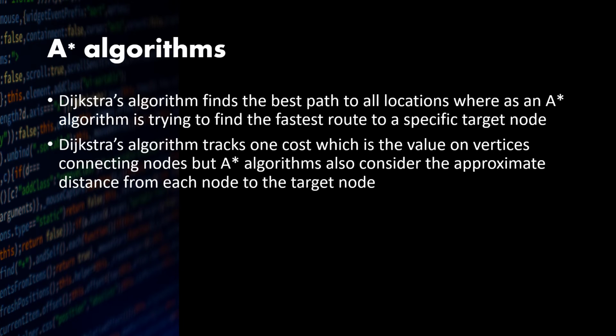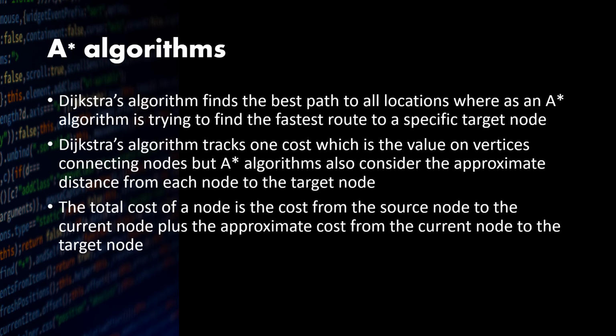Dijkstra's algorithm tracks one cost, which is the value on edges connecting nodes, but A-star algorithms also consider the approximate distance from each node to the target node. The total cost of a node, therefore, is the cost from the source node to the current node, plus the approximate cost from the current node to the target node.